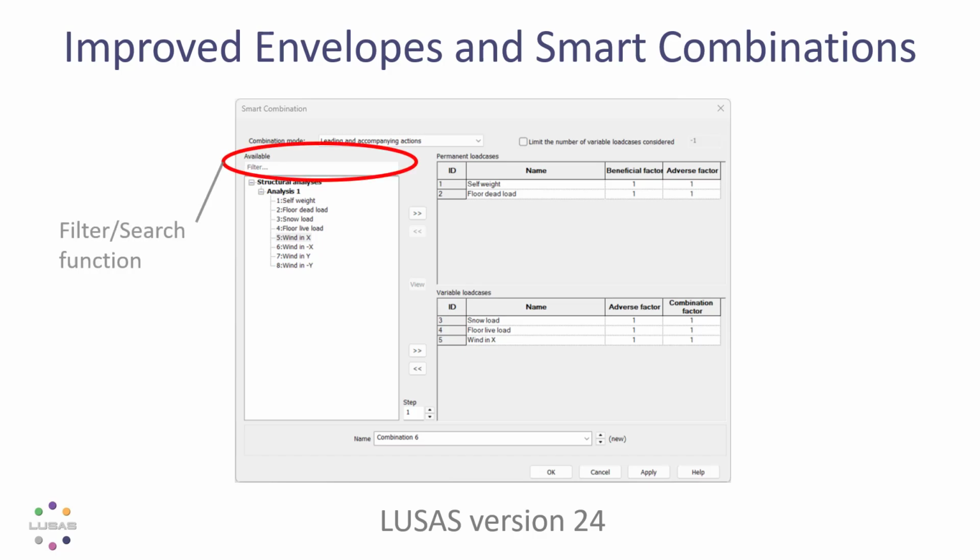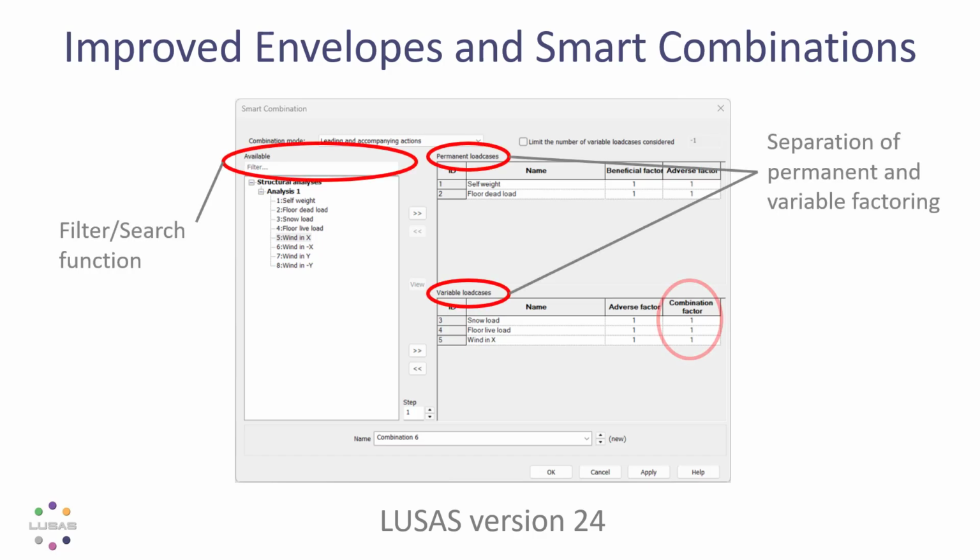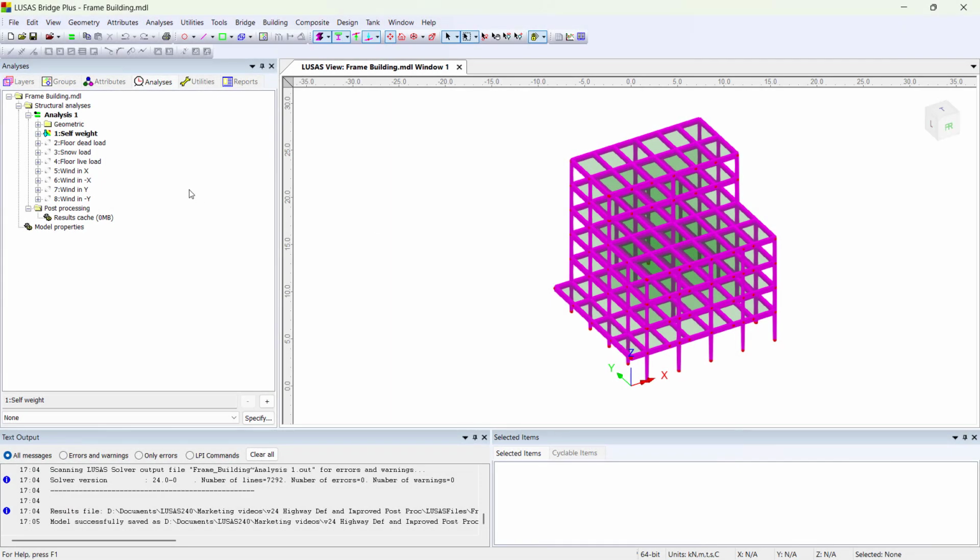We've made some improvements in version 24 to envelopes and smart combinations. Let's have a look at these in a model. We have 4 different wind load cases in this model, so let's create an envelope for them.